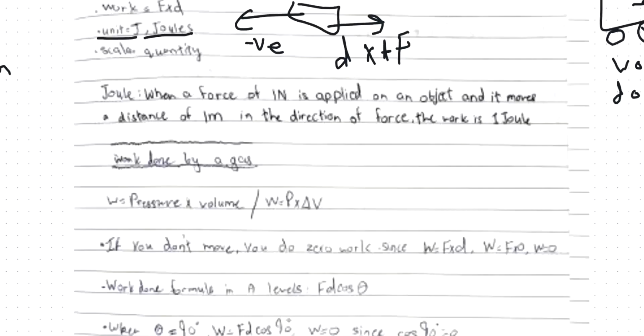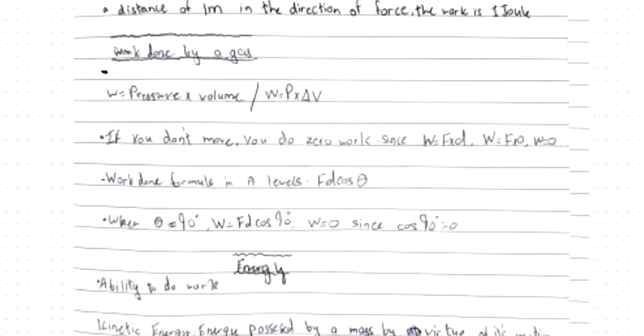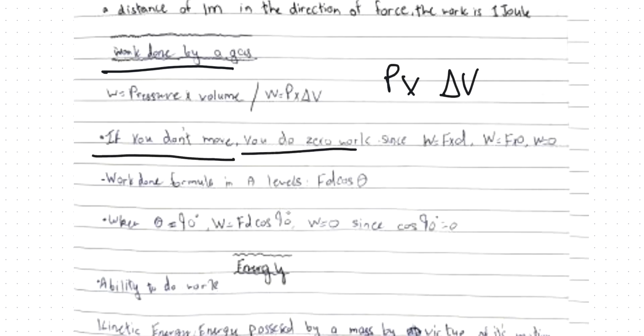So work done by a gas. The formula for work done by a gas is pressure into the change in volume of that gas. If you don't move, then you have zero work, since work equals force into distance. And if you don't move at all, if the distance moved is zero, then the work done is also zero.